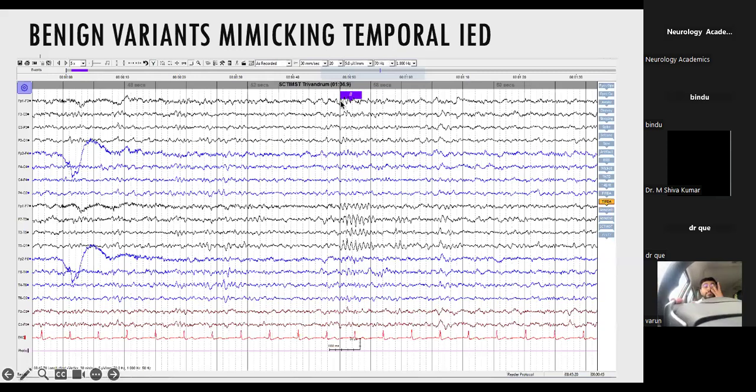Now the variants which mimic the temporal IEDs. Here we can see the bipolar montage showing a theta range rhythm, spike-looking, monomorphic and lasting for 1 second. But you can see there is no after-coming slower distortion of the background. It is a benign variant. It mimics the temporal IED, and we may think it is a spike discharge and be misled into calling it an IED, but these are wicket waves.